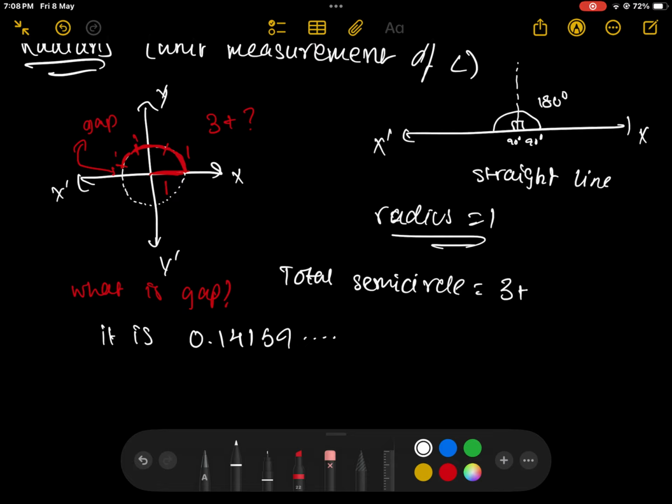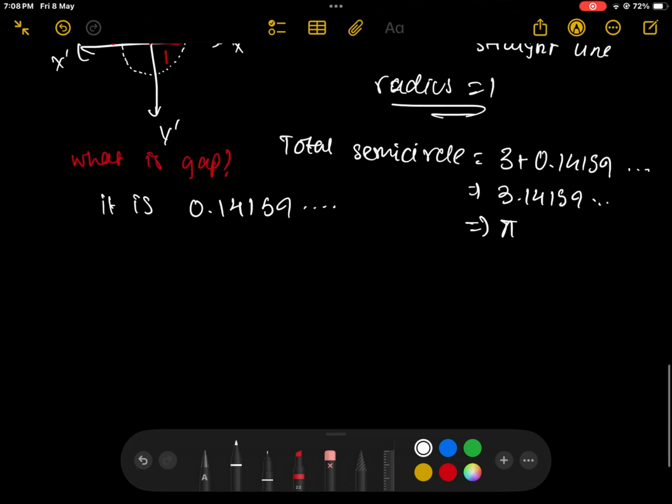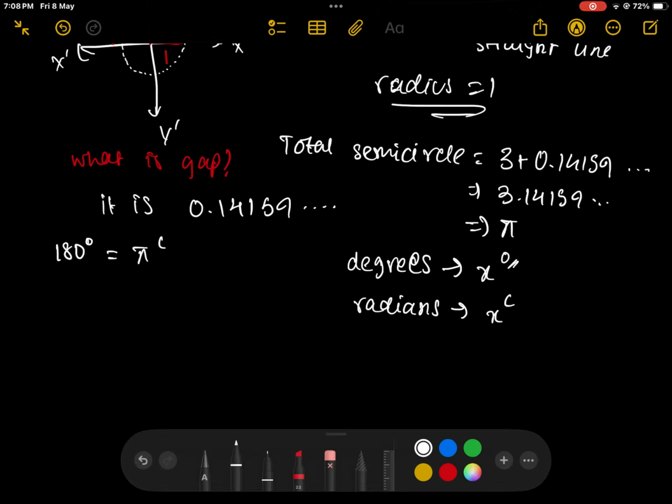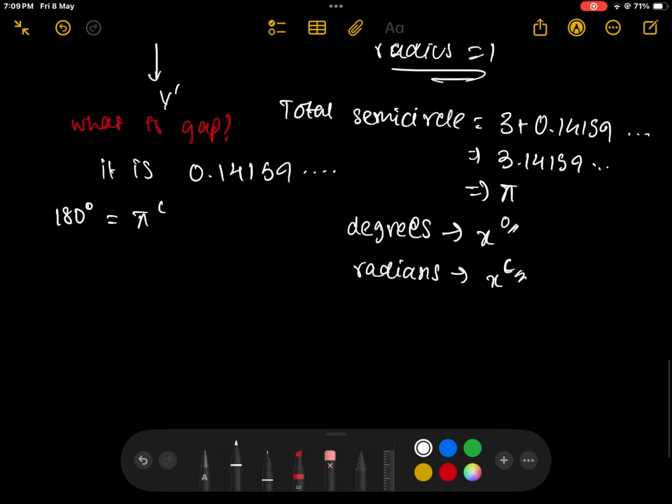So when you add it, the total for the semicircle is 3 plus 0.14159 dot dot dot, which is just pi. So 180 degrees is just pi radians. You'll also notice that degrees has the circle symbol and radians has the c, so don't mess that up, otherwise it'll confuse you.